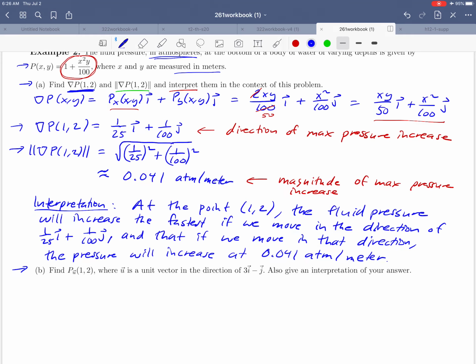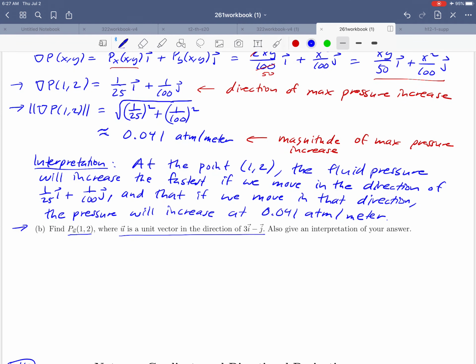So they'd like us to find P sub u at (1, 2), and remember that notation just means the directional derivative of the pressure in the direction of the unit vector u at (1, 2). And actually, I'm sorry, I didn't read the rest of the question here. u is a unit vector in the direction of 3i minus j.